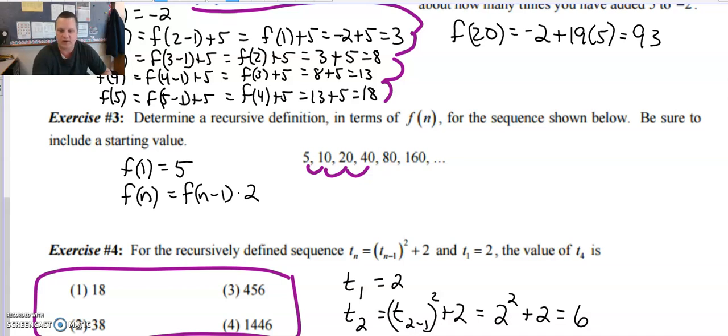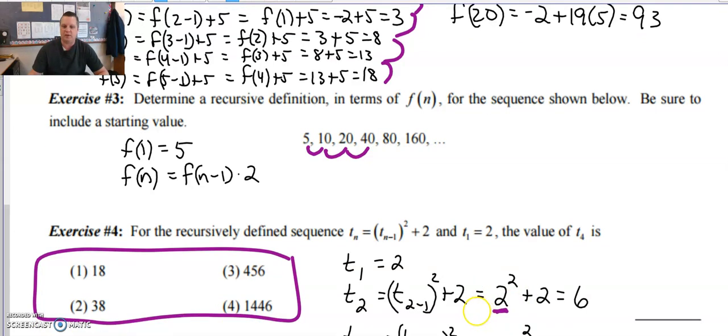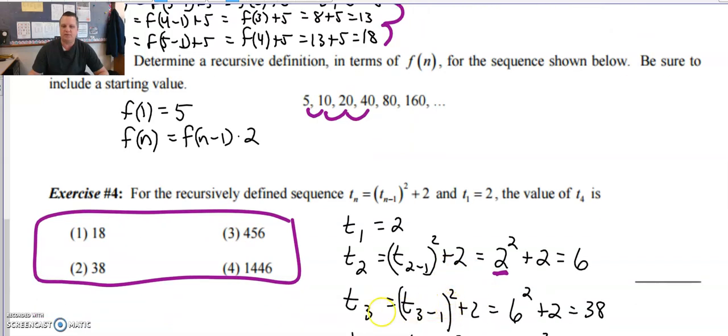So you have your previous term. T2 minus 1 is T1, which is this 2 right here. 2 squared plus 2. 4 plus 2 is 6. Now the next one, you have T sub 3. So the 3 goes in for the N, so you're looking at the previous term, which is your 6 squared plus 2. So 36 plus 2 is 38.